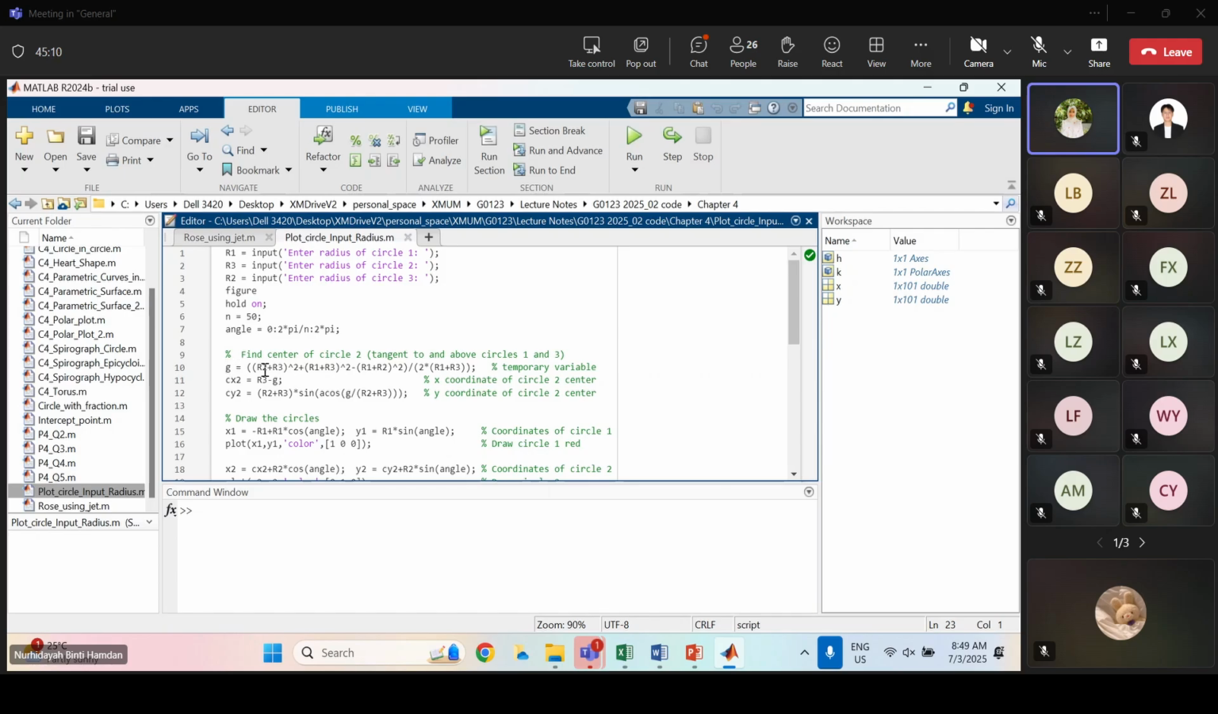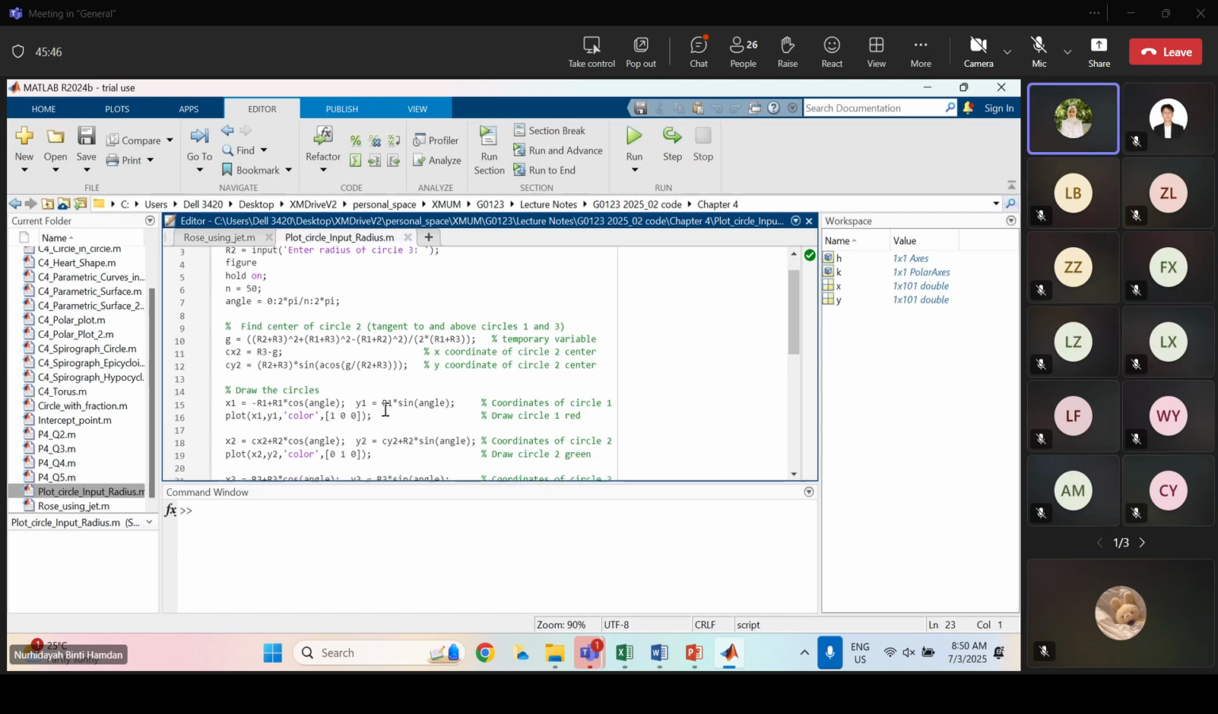G here, how do I know the G formula here? This is to create a temporary variable for the circle. I adjust it, this one is a very small value between the radii. And this one is the circle 2 y coordinate. So R2 plus R3 times sine of arccosine G over R2 plus R3.